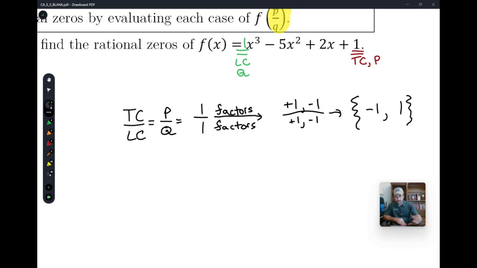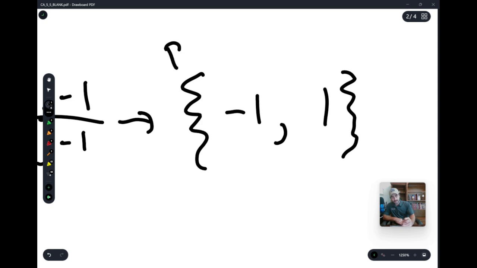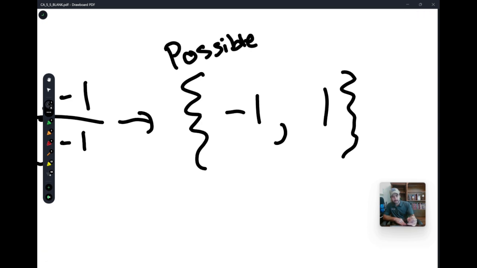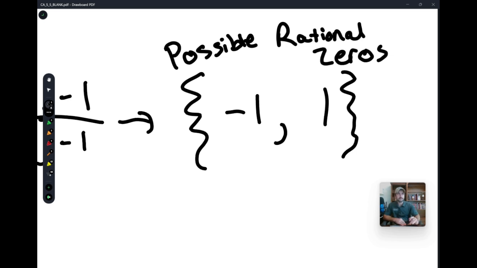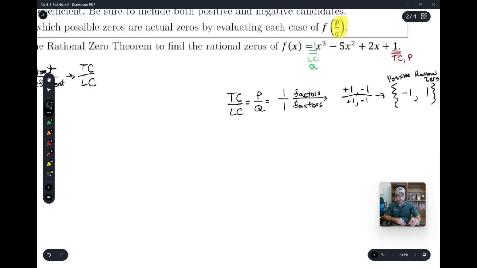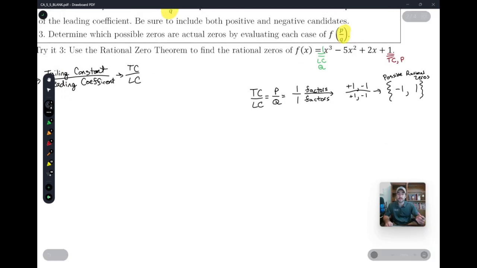And what I'm doing is I'm checking all the possible combinations of the top and the bottom. So I'm going to check 1 over 1 is 1. 1 over -1 is -1. -1 over 1 is -1. -1 over -1 is +1. So we're checking every possible combination of the top and the bottom to see if we get a new possible rational zero. And these are called possible rational zeros. And then what we do is we synthetic divide them. We use those two new possible rational zeros to see if either of them are zeros.